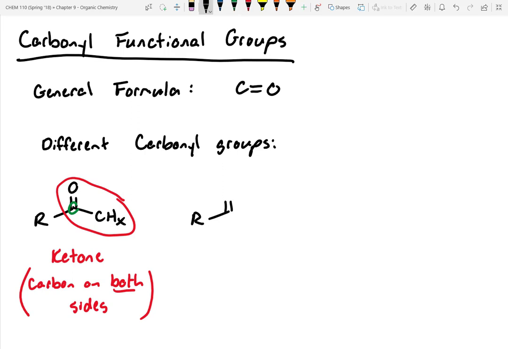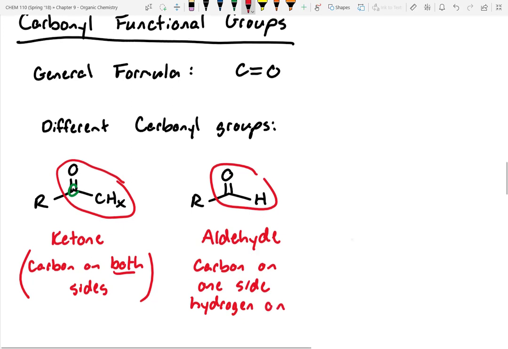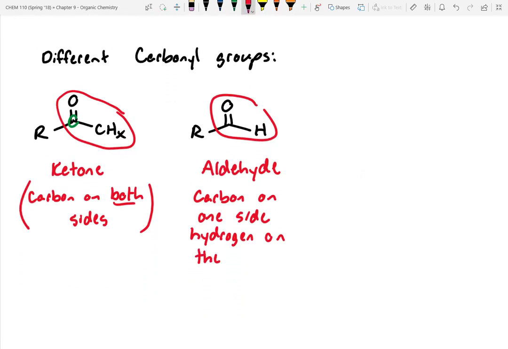For our next functional group, we've got a hydrogen coming off of one side, and this is called an aldehyde. So carbon on one side, hydrogen on the other. So that R group on one side is an assumed carbon, the hydrogen's off the opposite side, so we'd call this an aldehyde.